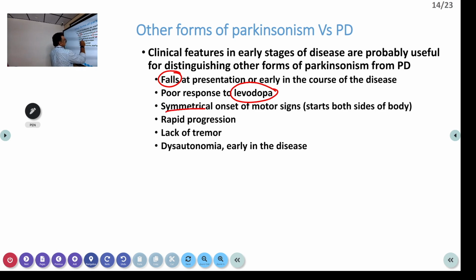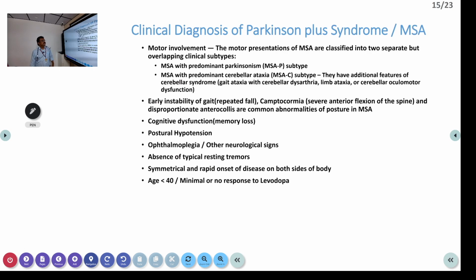Symmetrical onset is classically seen in Parkinson plus syndrome, but unilateral onset then spread to both sides is a feature of Parkinson disease. Rapid progression is a feature of Parkinson plus syndrome. Younger age is a feature of Parkinson plus syndrome. Lack of tremor is a feature of Parkinson plus syndrome. Dysautonomia occurring early is a feature of Parkinson plus syndrome. So these are the features which can tell you that this is Parkinson plus syndrome, not Parkinson disease.